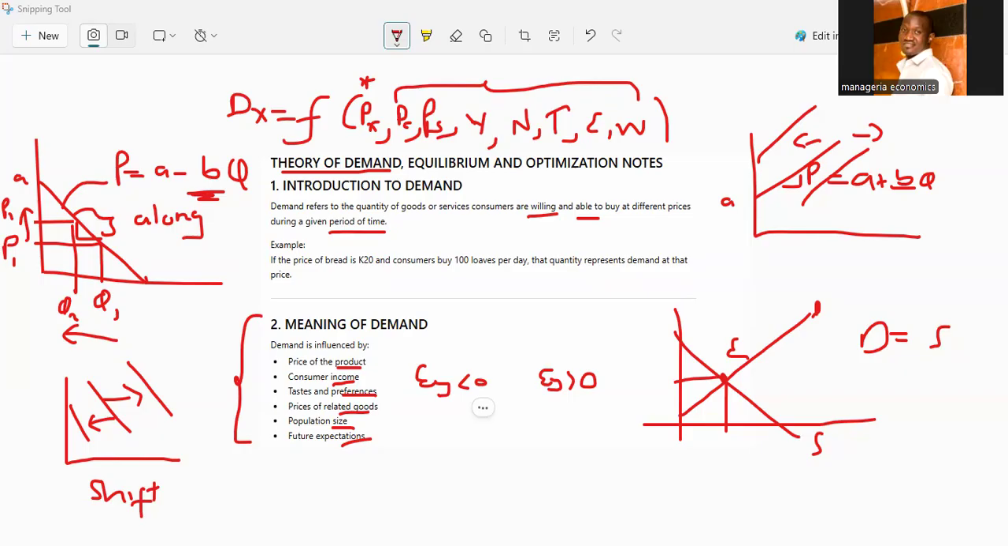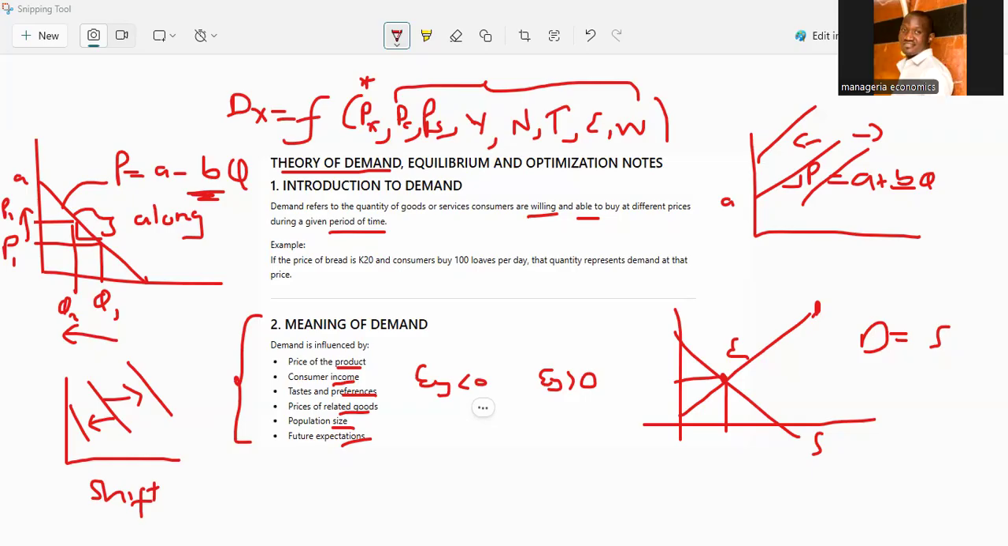So what did I say? At equilibrium, what happens? Demand is equal to supply. So we're going to sketch an equation where demand literally is equal to supply. Then we see how to come up with these equations and also use the government interventions to calculate our surpluses, consumer surplus and producer surplus. So then we go to elasticity.